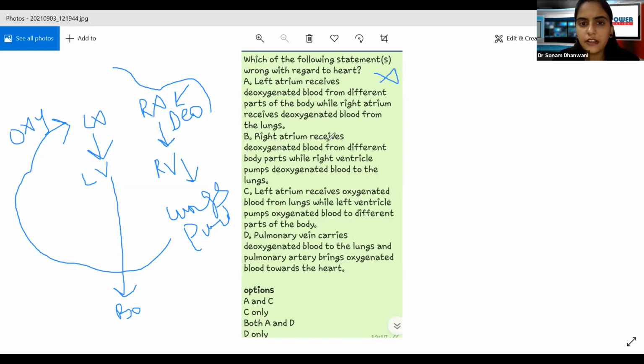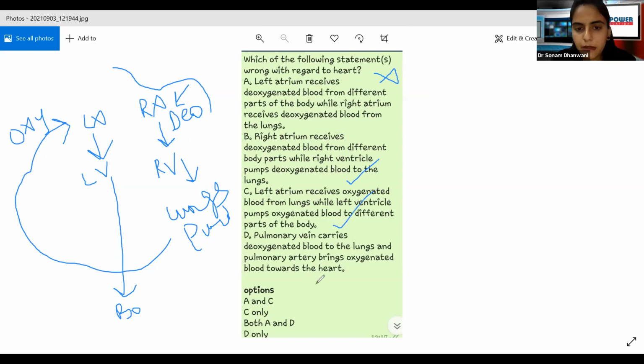Next, right atrium receives deoxygenated blood from different body parts while right ventricle pumps this deoxygenated blood to the lungs. ये हमने पढ़ा भी. This is the right side of the heart what we have just studied. Now next, left atrium receives oxygenated blood from the lungs while left ventricle pumps this oxygenated, this is also correct.